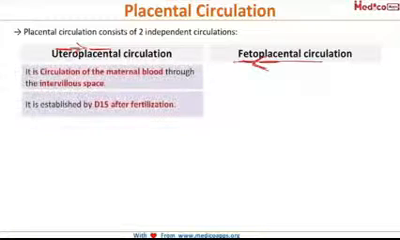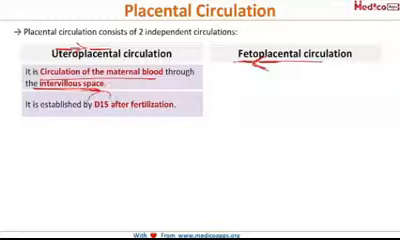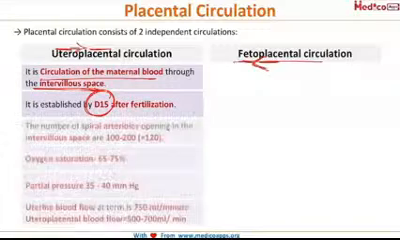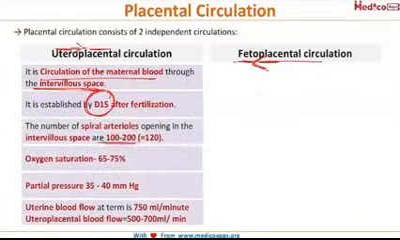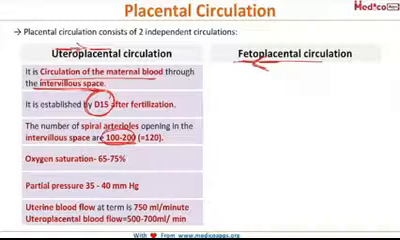As I told you, it's the circulation of maternal blood through the intervillous space, because it's here that the maternal spiral arterioles open up, and it is established by the 15th day after fertilization. Around 100 to 200 of the arterioles open up into the intervillous space. The oxygen saturation of the blood in this intervillous space is 65 to 75%, and the partial pressure is 35 to 40 millimeter of mercury.